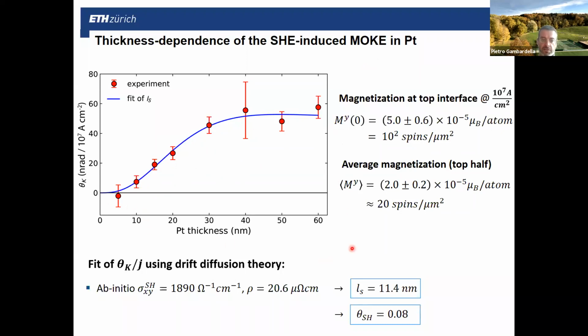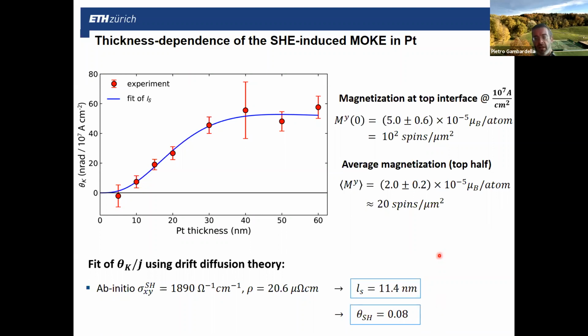So we can then fit this curve and essentially convert it into a magnetization with the help of also ab initio electronic structure calculation that allow us to make this conversion between Kerr rotation and magnetization, and quantify this current-induced magnetization in platinum to the order of something like 10 to the minus 5 Bohr magnetons per atom, or if you want 100 spins per square micrometer. Now this is really small, right? But still corresponds to what is known for this material, so a spin-Hall angle of about 10%.